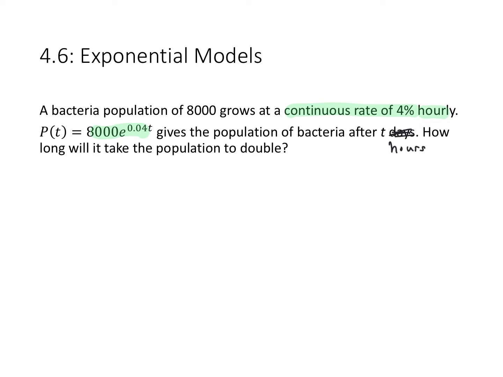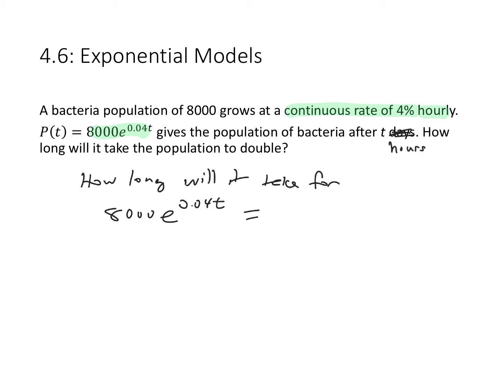So doubling means that we're trying to figure out how long it will take for the population, 8,000 e to the 0.04t, to double. Doubling 8,000 would be 16,000. So we simply are solving the equation of setting the population value equal to double the original amount.